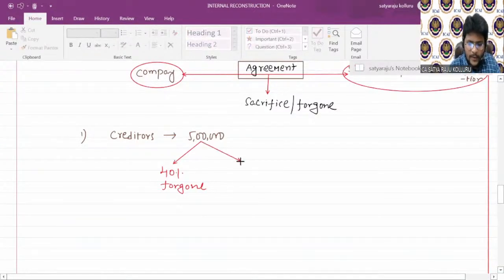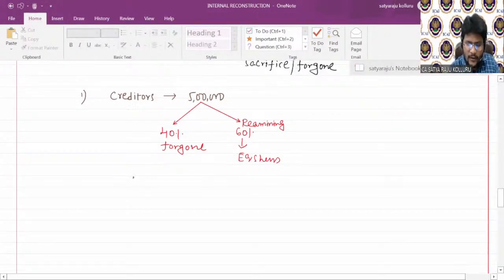But for the remaining 60%, they are expecting equity shares. Still, they don't want to continue as a creditor in your company. After losing 40% of their interest, they just want to continue as equity shareholders. For the remaining 60%, they're expecting equity shares. Sir, now what is the journal entry I need to pass here, sir?